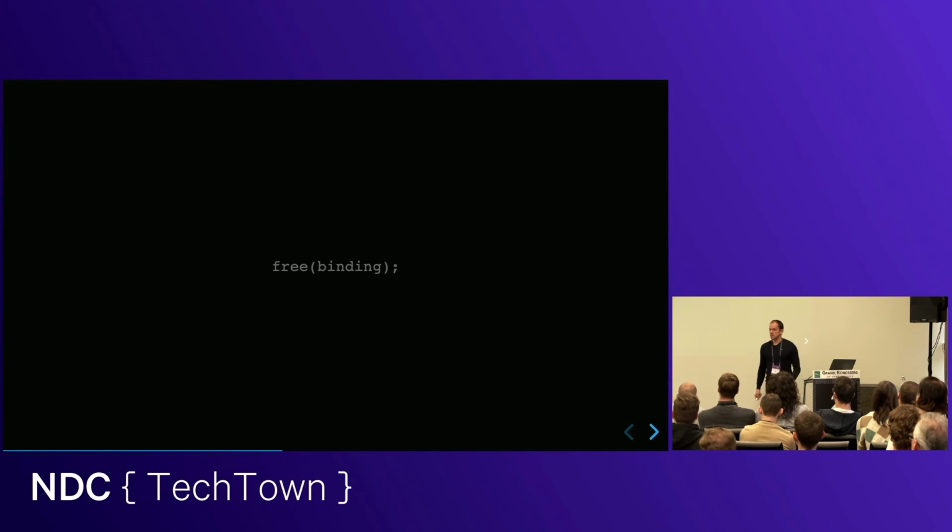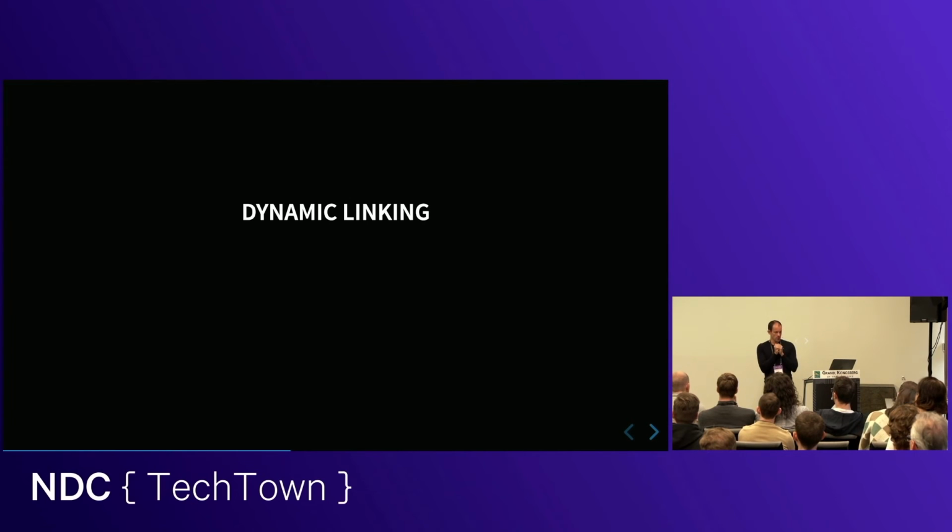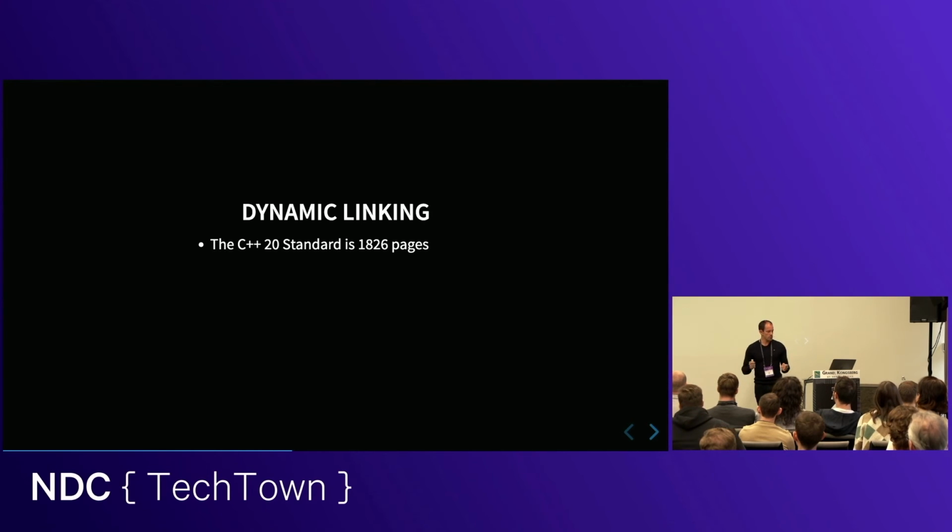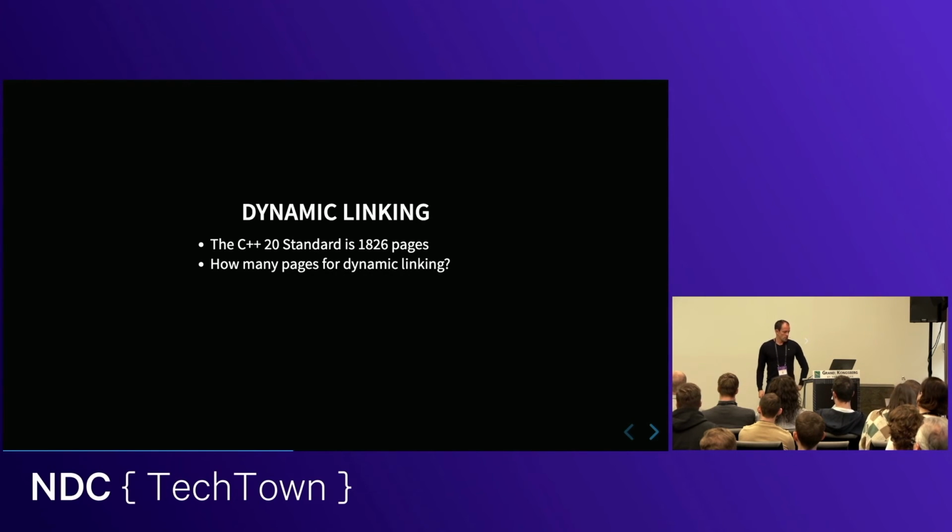Right, that was static linking. Next thing is a bit hairier, and that's dynamic linking. The C++20 standard is 1,826 pages long. Oops. I don't have a copy of the 23 one. It's probably even longer, but it's a pretty long document. And I don't know C very well, but that's probably also a quite long document. So how many pages do you have to cover this complicated topic of dynamic linking?